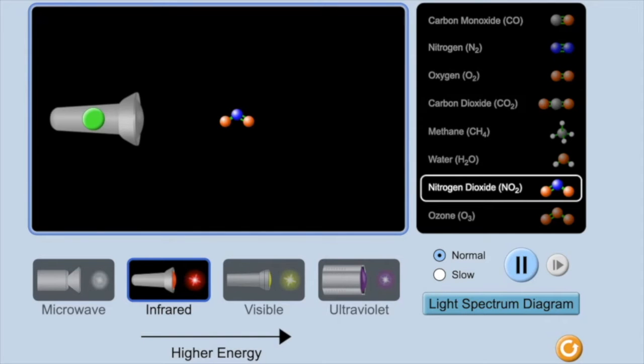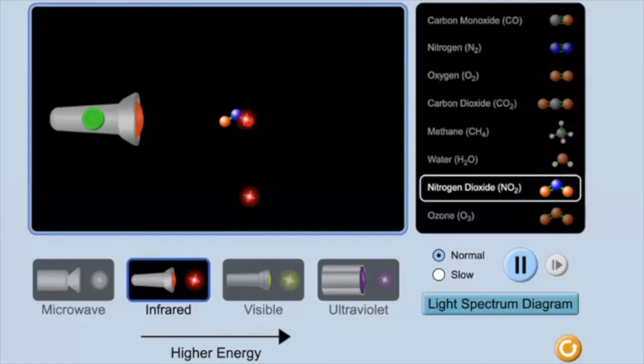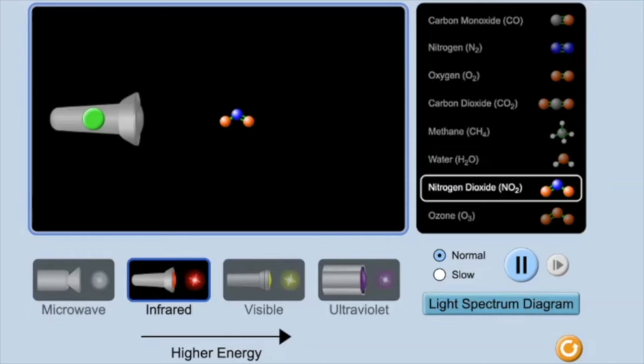Okay, so here we've got nitrogen dioxide, and I press the button. Sometimes it doesn't always happen, right? Oh, look. It does a wub, wub, wub, wub, right? That little wiggle dance it's doing means it absorbed the light. And then shortly after, I see the light fly off in another direction. So nitrogen dioxide is indeed a greenhouse gas.